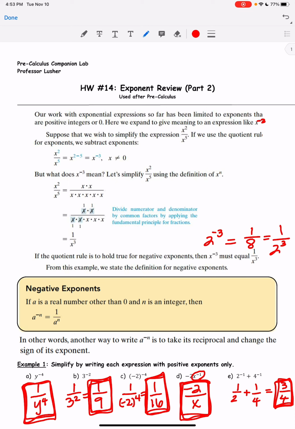Okay, so just like when we had rationalizing the denominator, the whole point of that was because something like x over square root 5 is improper, right? That was equivalent to x square root 5 over 5. That's the same thing that we're doing here.